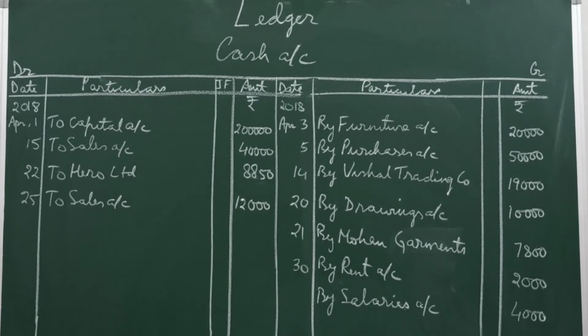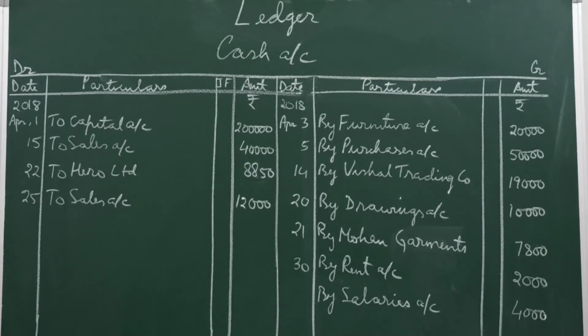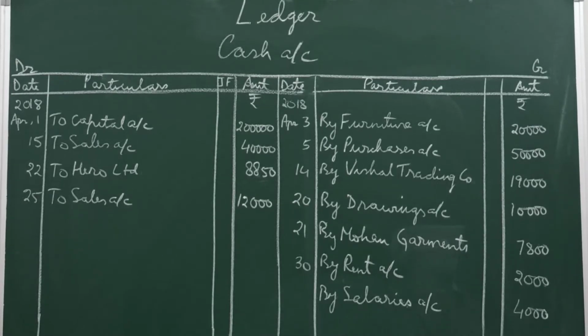The first account we'll take is cash account. Usually in the ledger the first is your cash account, and when the business starts it is your capital account, then bank account, then all the real accounts, then all the nominal accounts. That is the order we follow. So the same thing we'll do here also. If you see in the journal, the first journal entry is cash account debit to capital account. We will open cash account.